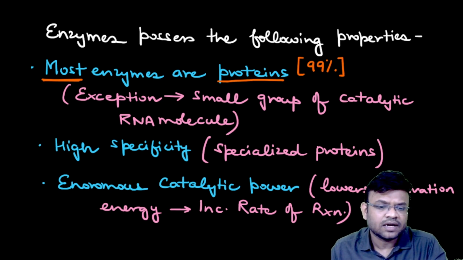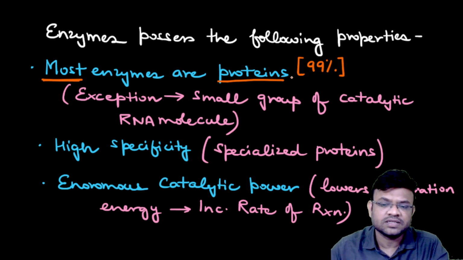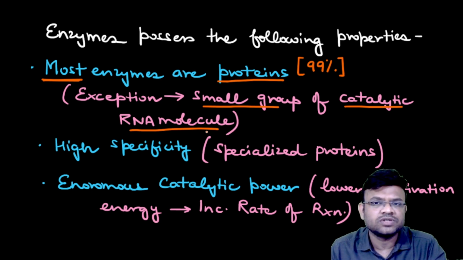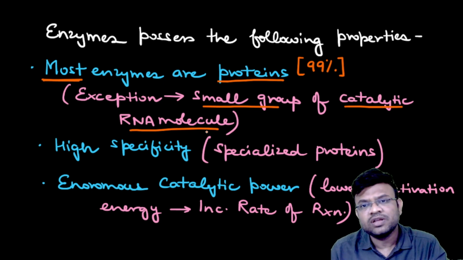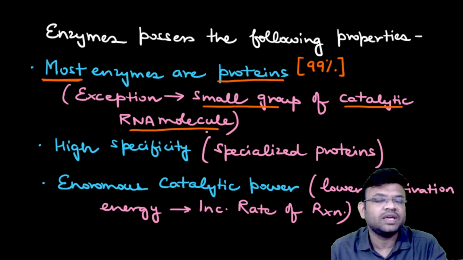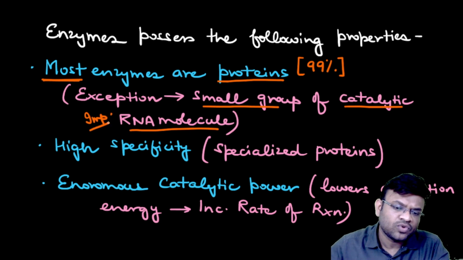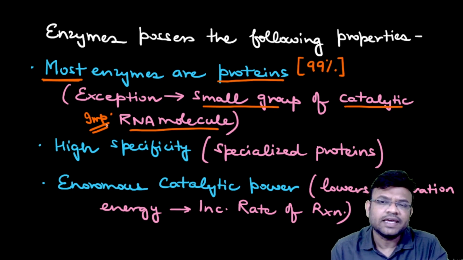Understand this, the exception to this statement, most enzymes are proteins, is some small group of catalytic RNA molecules. So this answers our question, what would be the nature of such biomolecules that are not proteins but have the enzymatic feature. These molecules would be RNA in nature, right? So the important point is that most of the enzymes are proteins, but roughly around 1% of the enzymes have RNA nature. Okay. Now, the next important point is high specificity.